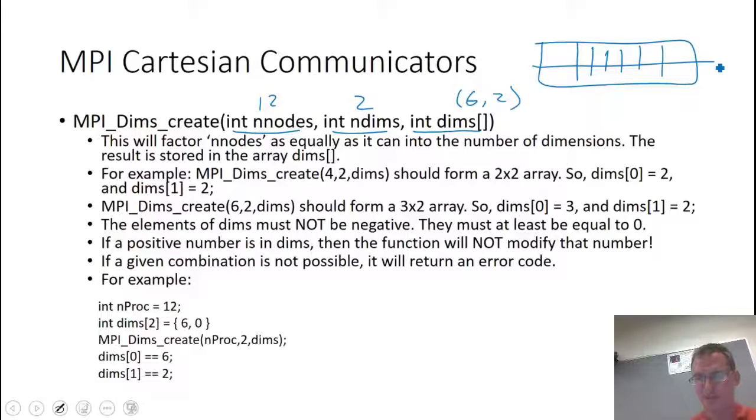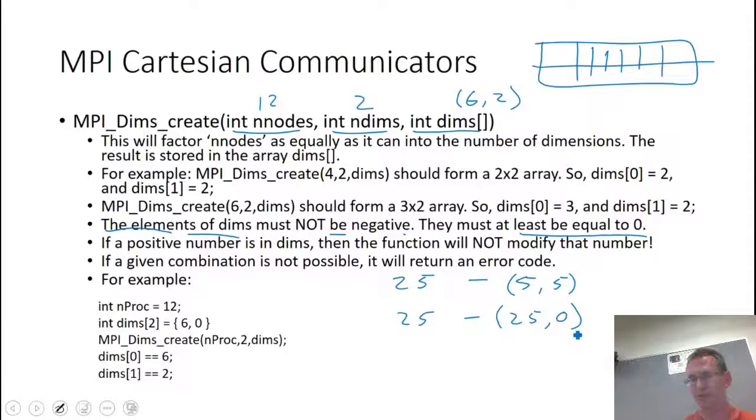Important things to note is that the elements in dims cannot be negative, and they must at least be initialized to 0. Okay? If you have a number stored in dims already, then it will not change that number. So if you have, what's a number that can be factored multiple ways? 25. Okay? If you say you have 25 processors, probably what it's going to spit out is a 5 by 5, like that. However, if you have 25 processors and you feed it 25 and 0, if your dims array looks like this before you call the function, then what it will spit out is 25 and 1.